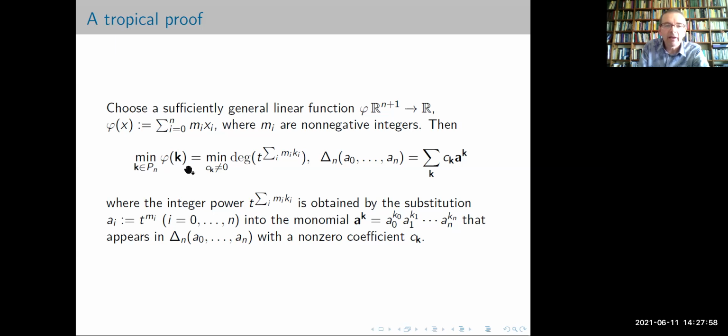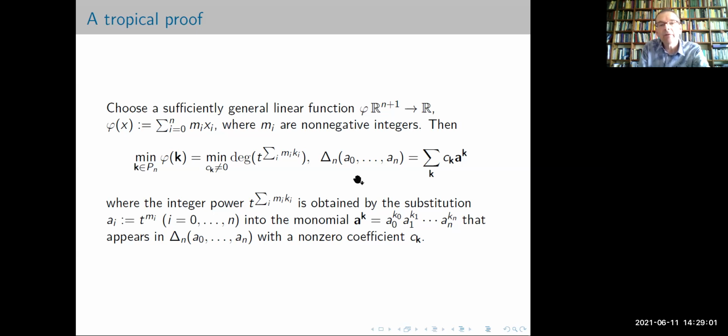So if I want to minimize a function, it actually comes from the monomials that appear in the expression of the determinant. So if I substitute instead of AI, MI power of variable T, then I should actually take a valuation, because in degree it's a non-Archimedean valuation, of the value of the discriminant I obtained after substitution AI equals T to the power MI in this polynomial. So this is the idea of the tropical proof.